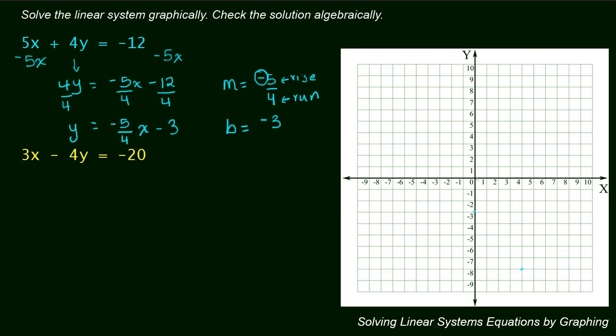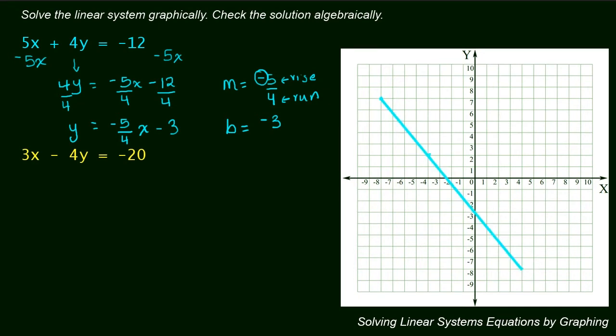starting at negative 3. 1, 2, 3, 4, 5. 1, 2, 3, 4. I'm going to continue this line. 1, 2, 3, 4, 5. 1, 2, 3, 4. By continuing the line, I can make sure that I get a good enough graph to see where my points intersect.